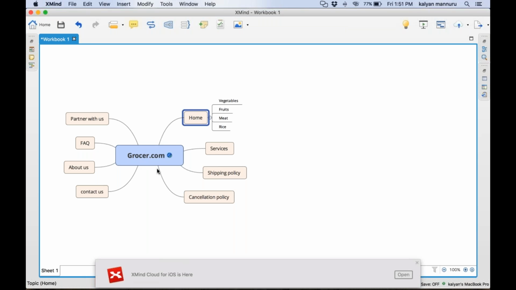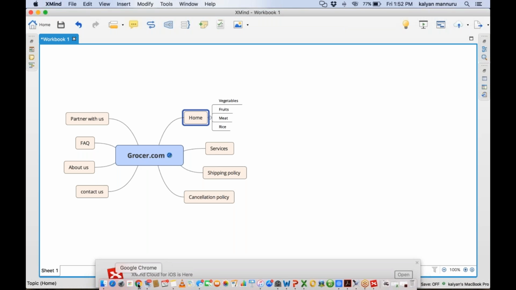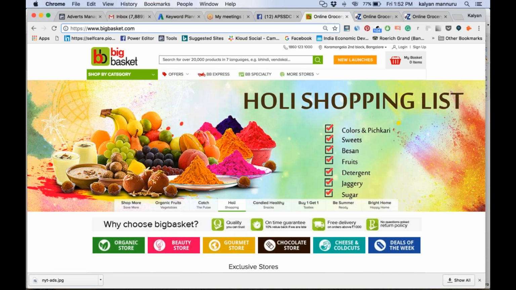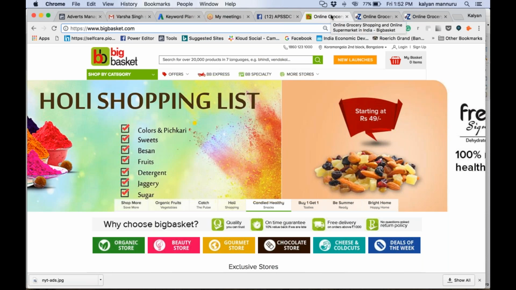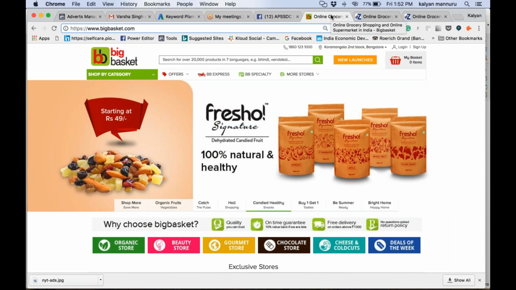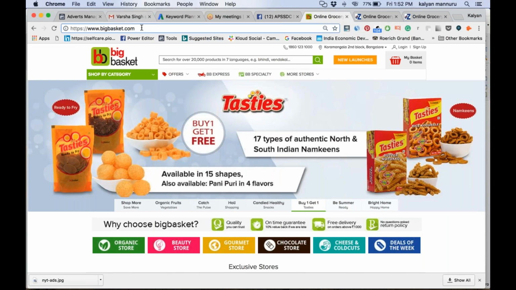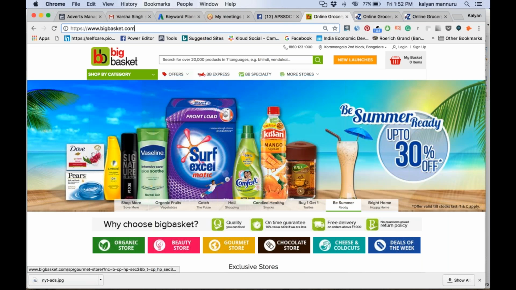So if I go to the home page of my competitor, what do I see? His URL is bigbasket.com. There is no extended URL as such. However, if you mouse over to the title, it says online grocery shopping and online supermarket in India. So he has written a title. Similarly, today, that is the objective for us to figure out what should be my URL, what should be my title, and what should be my description.